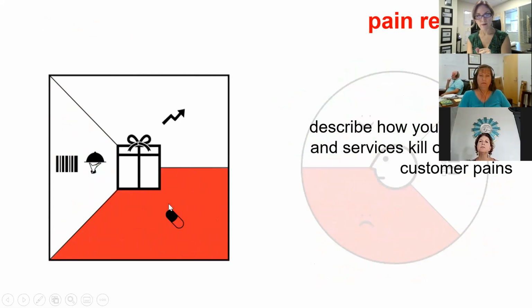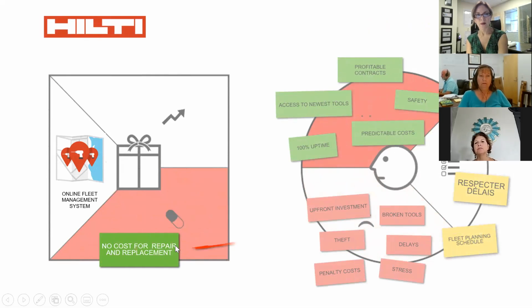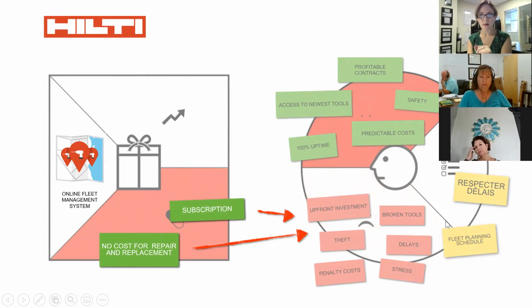This part of this canvas we call the pain relievers. In here, you're going to be describing how your products and services kill or alleviate customer pains. So I'm going to show you these two, how they work together, is how you're going to solve the problems. You're going to put a list here. In this case, remember, we were talking about the boss.